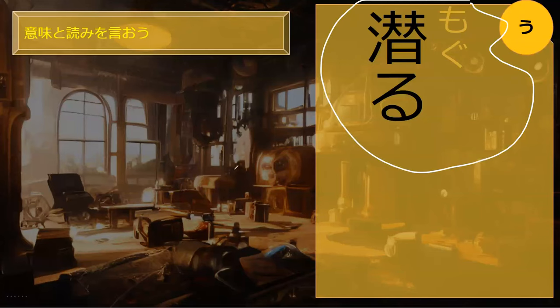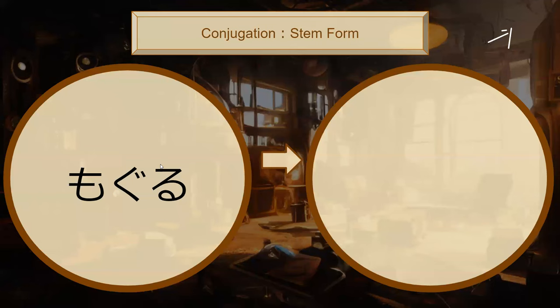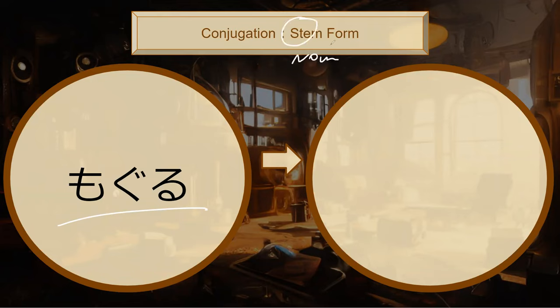Can you read this word for me? Moguru. Yep. Moguru is to crawl on your legs, to crawl into something. What kind of verb is moguru? It's an u verb. So what is the stem form of moguru? Of an u verb, we turn it to ri. So moguri. Perfect.